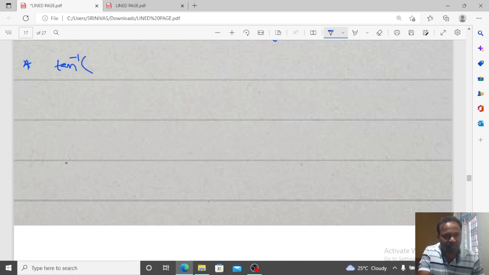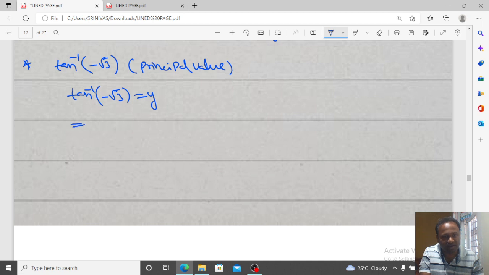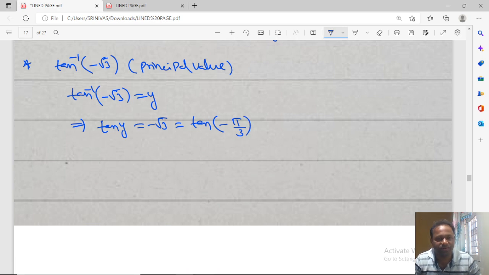Tan inverse of minus root 3. This is also the same principal value we need. So, tan inverse of minus root 3 is equal to y. I will take tan y is equal to minus root 3. That is nothing but tan of minus pi by 3.